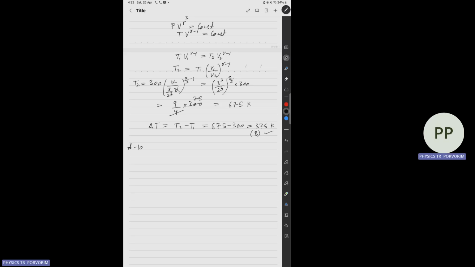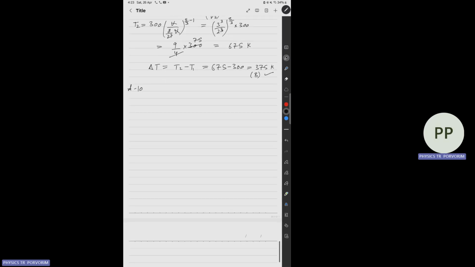Now the 10th question. A 2 kg mass lying on the table is displaced in the horizontal direction through 50 centimeter. Okay, mass is 2 kg and displacement is 50 centimeter. The work done by normal reaction.